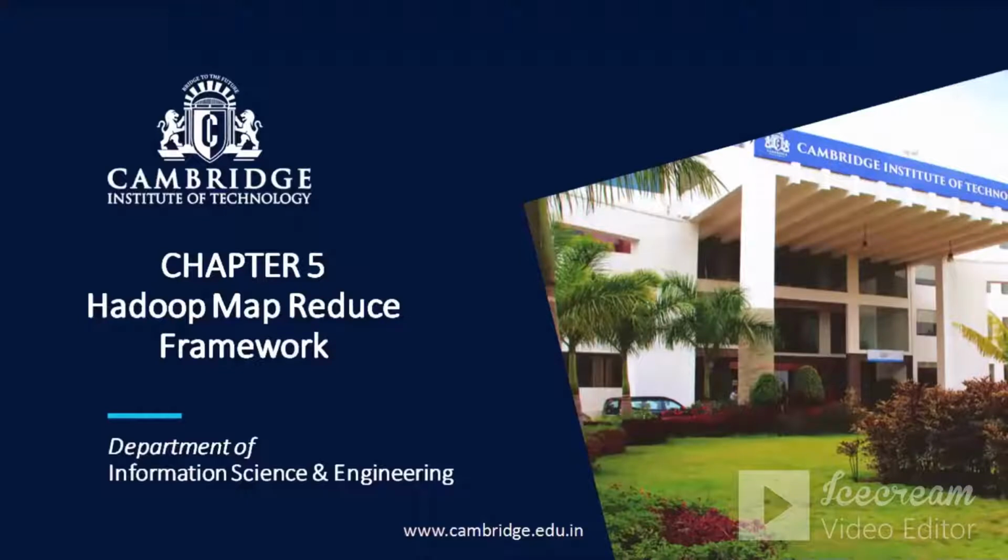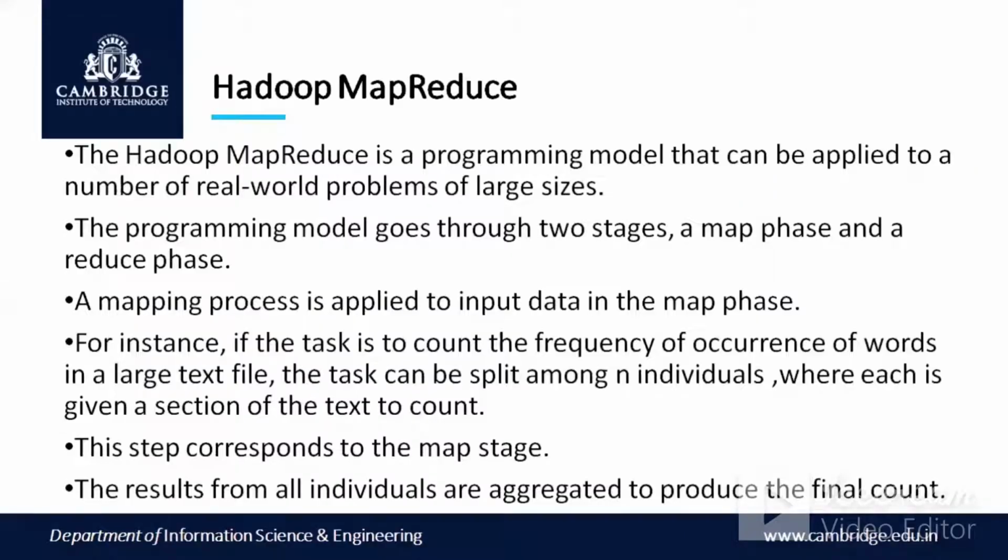Today we'll start with chapter 5 from module 1, that is the Hadoop MapReduce framework. So what is this MapReduce? MapReduce is basically two functions: one is the mapper function and the other one is the reduce function. So it goes through two stages, a map phase and a reduce phase. It's a programming model that can be applied to real world problems of large sizes.